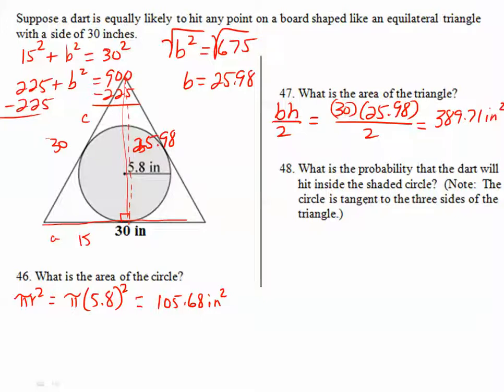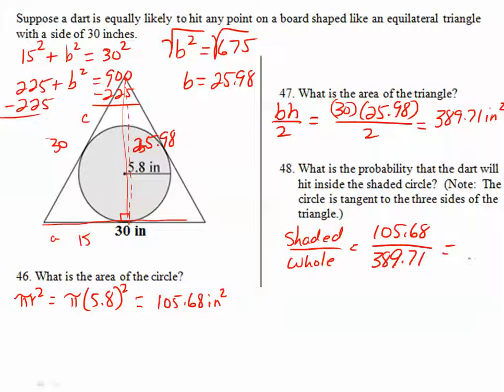Then it says, what is the probability that the dart will hit inside of the shaded circle? So again, we're going to have shaded circle over the whole thing. Part over whole. So my shaded circle is 105.68 over the whole triangle is 389.71. And when I put that into my calculator, I get 0.2711. And I can multiply that times 100 and get 27.1%. So either one of these answers will work.